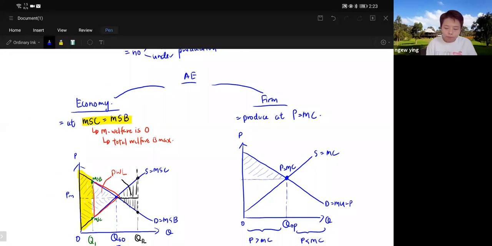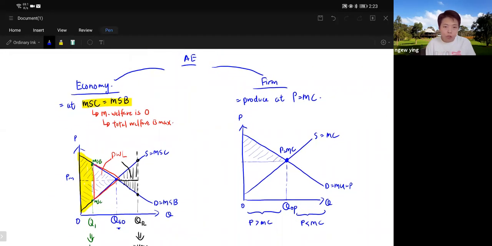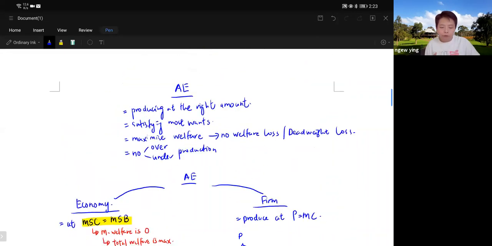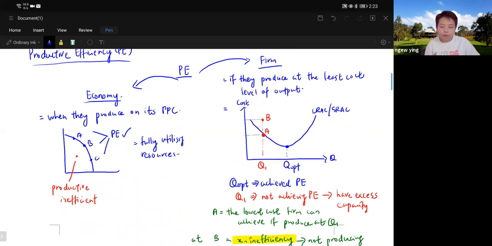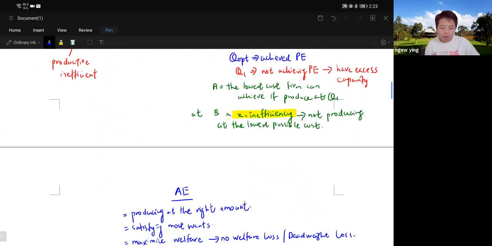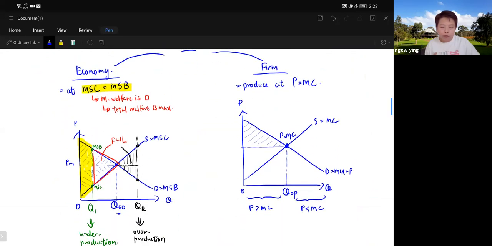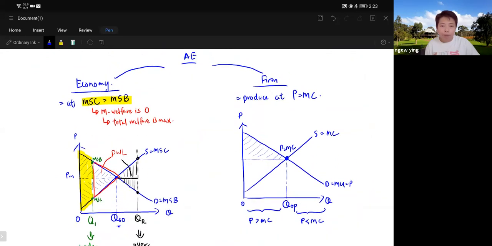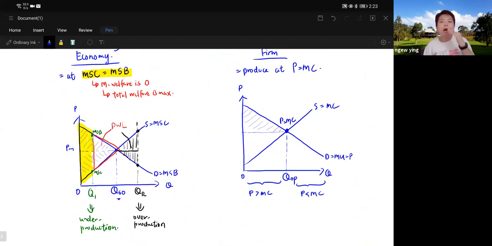So now, as a short conclusion, okay, we discussed what is meant by productive efficiency in terms of the economy and firms aspect. We discussed what is meant by allocative efficiency in terms of firms and the economy aspect. Okay, so that is our part one for our 25 marks essay, explaining to the examiner what is meant by efficiency. Then we are going to continue to part two.